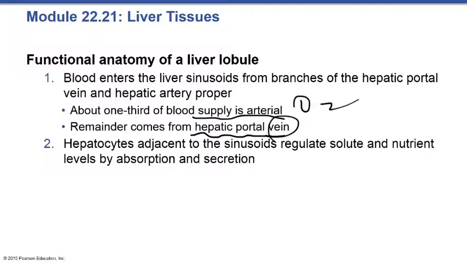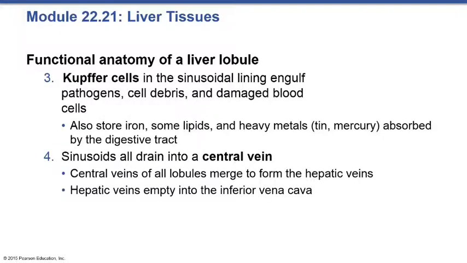The hepatocytes that are adjacent to the sinusoids are going to be regulating the solute movement and the nutrient levels by a combination of absorption and secretion. The Kupffer cells that are in here, the macrophages, are lining the sinusoidal areas, and they are going to be engulfing and destroying any pathogens that make it into the liver. They're going to be getting any cellular debris picked up and also helping to break down any damaged blood cells. Also, in breaking down the blood cells, they're going to be storing the iron that they get. They're going to be making and storing some lipids. They're also going to be getting rid of any heavy metals that are absorbed through the digestive tract.